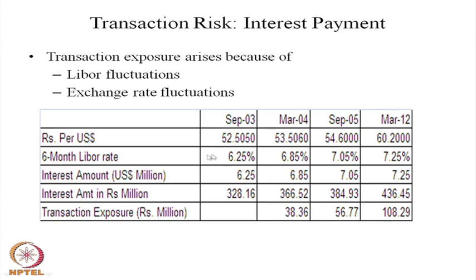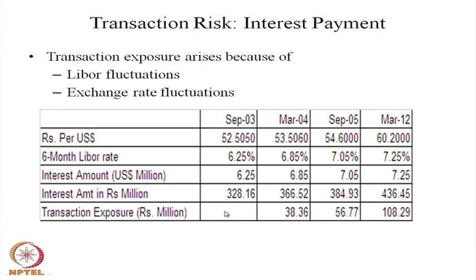And LIBOR is 6.25%. The interest amount will be 6.25%. So, inside this, it is 6.25 millions of US dollar, and the interest amount in millions of rupee, at the rate of 52.5050 into 6.25 millions, will be 328.16 millions of rupee. So, there will be no transaction exposure.